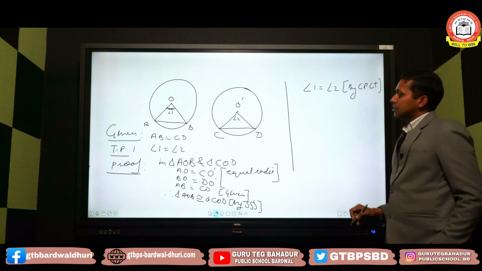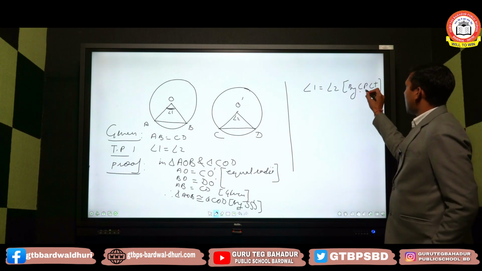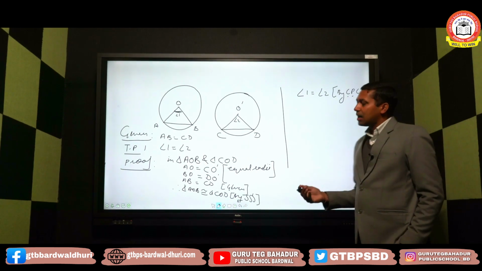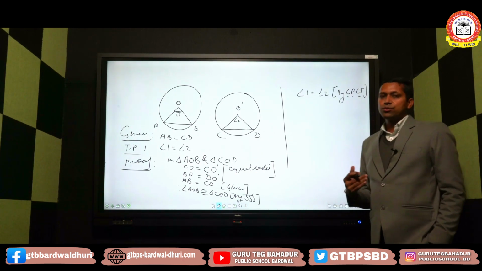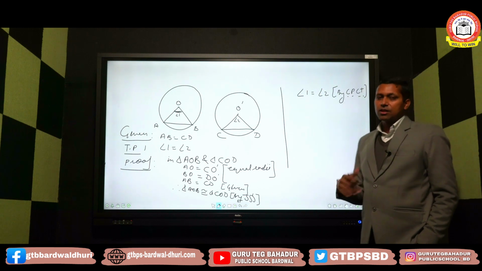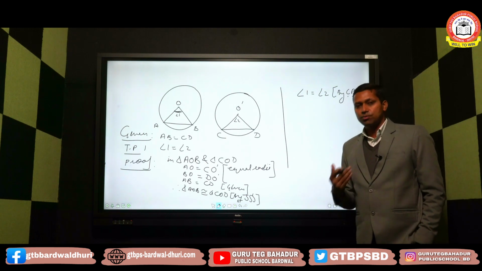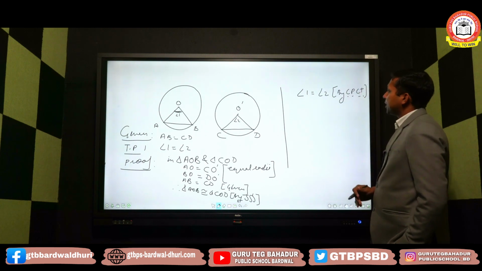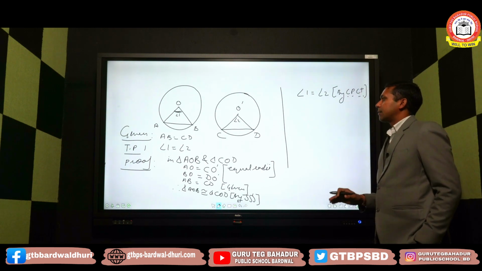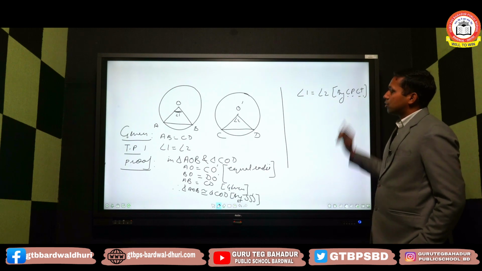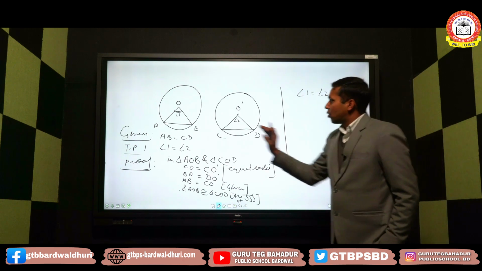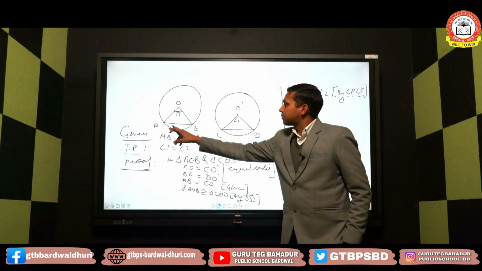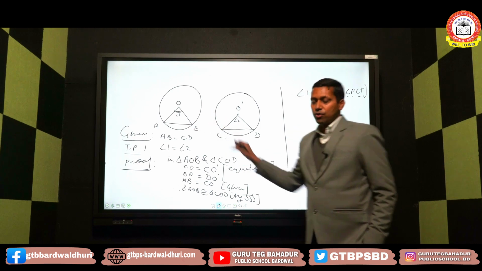By CPCT, the corresponding part of congruent triangles. When we prove two triangles congruent to each other, then their corresponding sides and corresponding angles which are not given equal are definitely equal once we have proved congruence. So finally angle 1 is equal to angle 2. Therefore, if chords are equal to each other, then the angles subtended by these chords at the center are equal to each other.